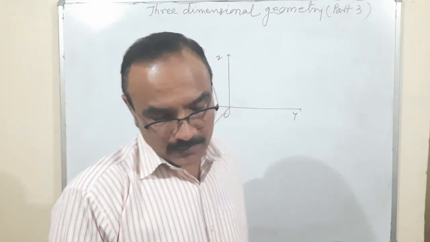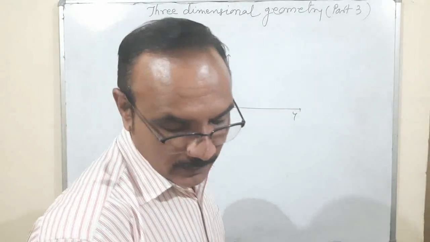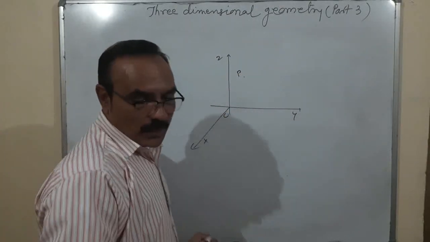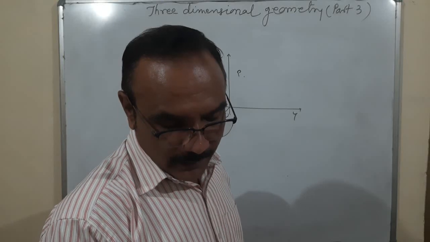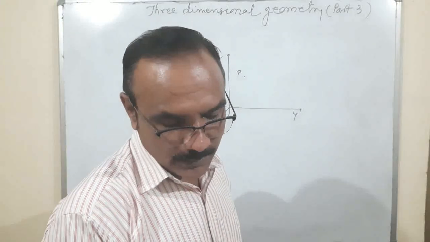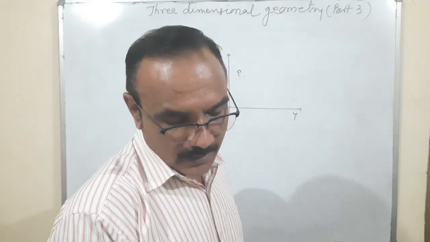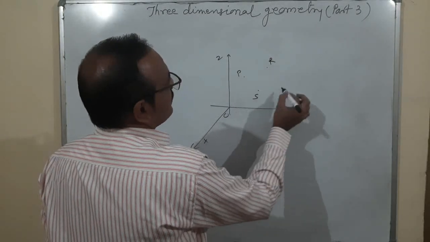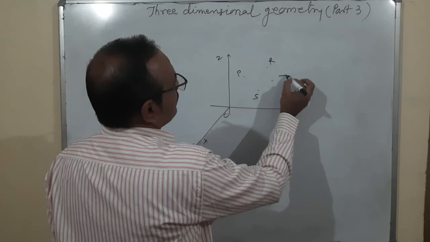Suppose there's a point P. One point I want to take here anywhere. Suppose it is given in the book P, R, S, T. One point is here R, S, and that is T.